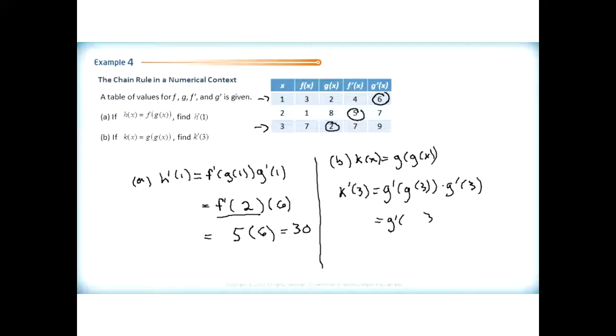and g of 3 is going to be a 2. And then g prime of 3 is what we need next, and g prime of 3 is going to be a 9. And then the last evaluation here will be g prime of 2, and g prime of 2 we can see will be a 7. So this is 7 times 9, which should be about 63. Okay? So that's how we use the chain rule in a numerical context.